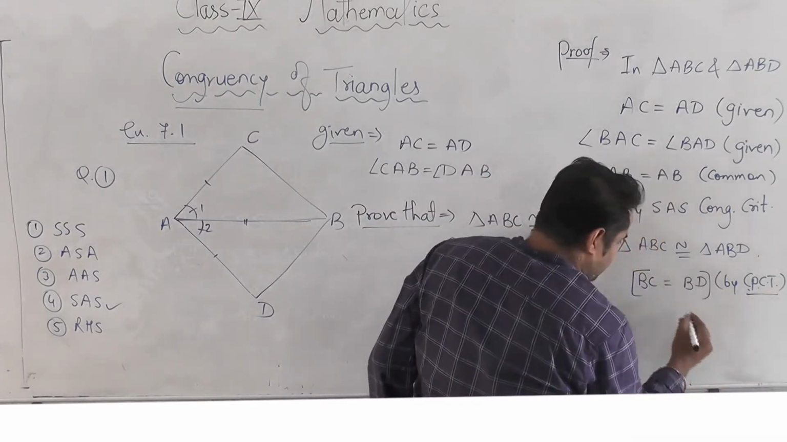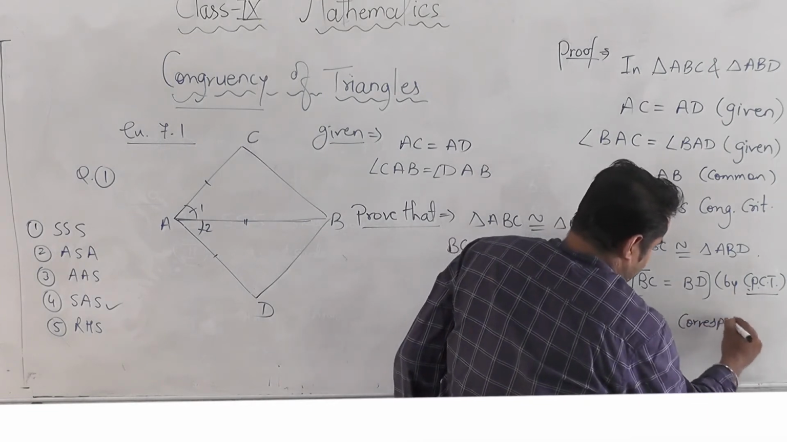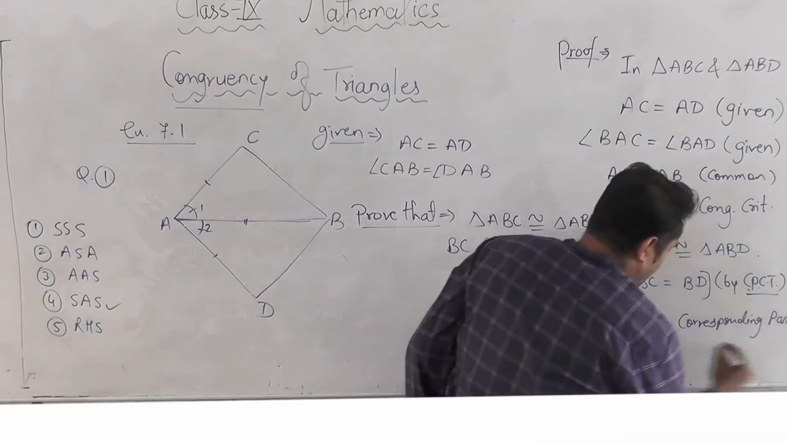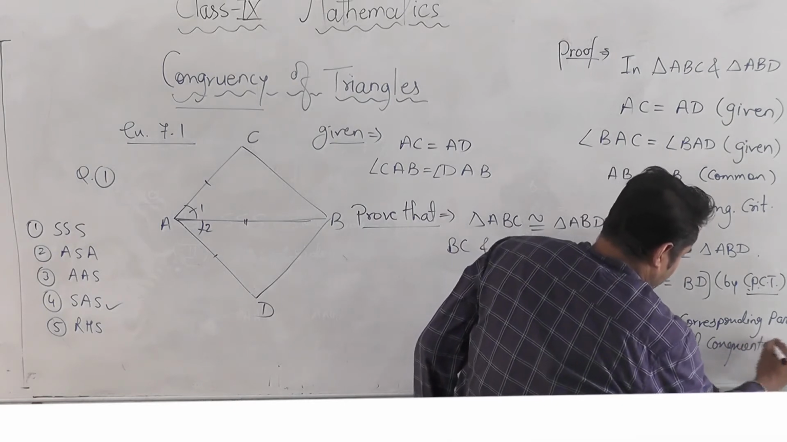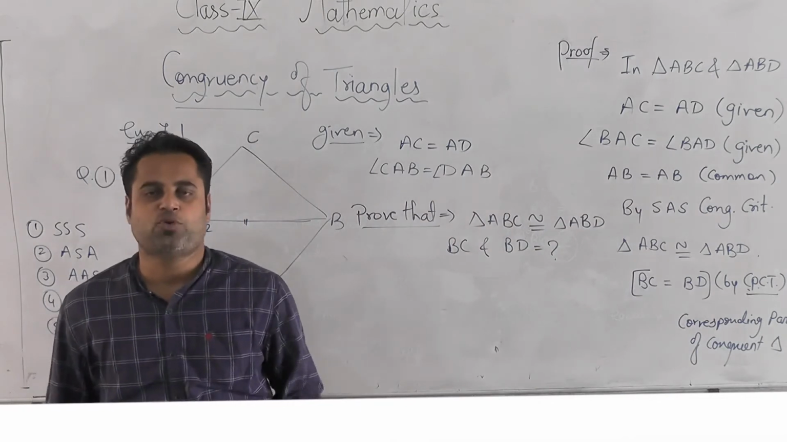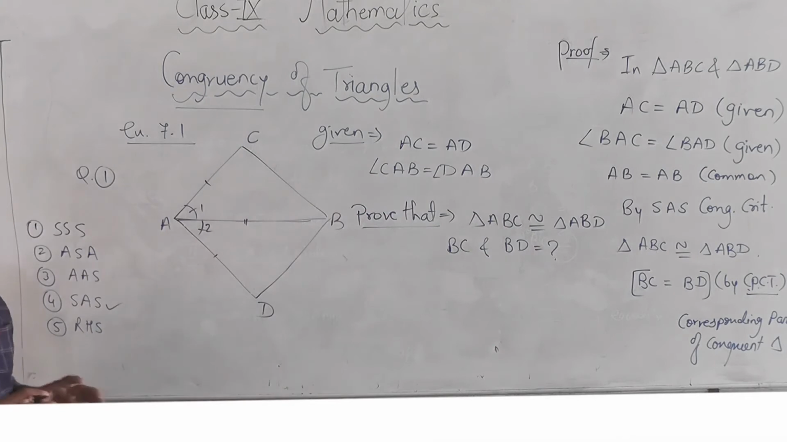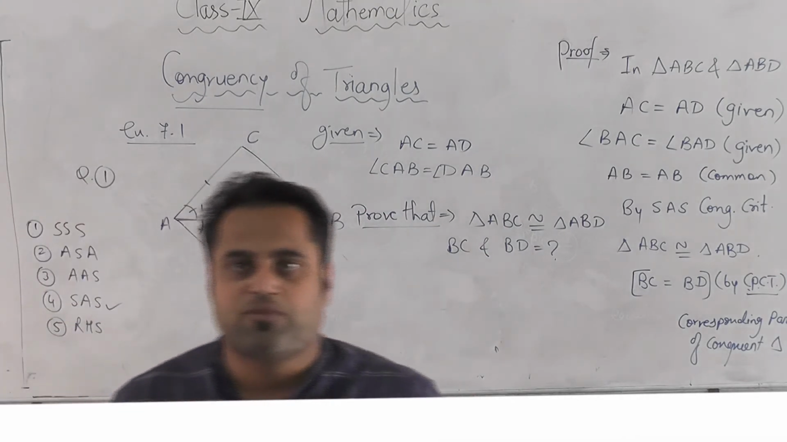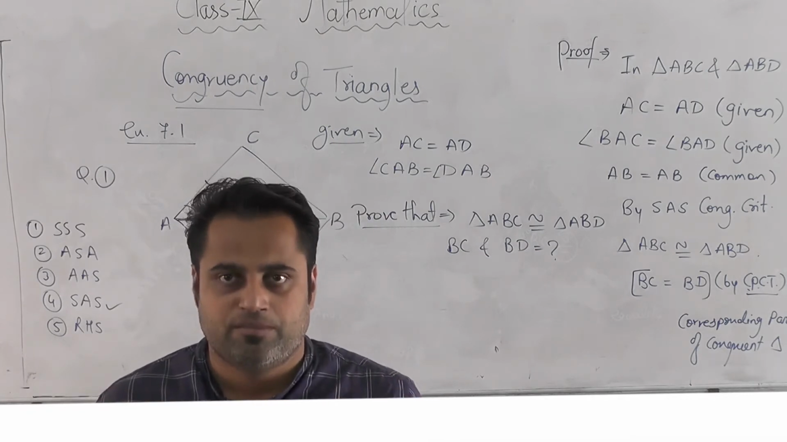The full form of CPCT is corresponding parts of congruent triangles. They are equal. See, this is very easy. Once you imagine the shapes and try to overlap them, you will understand it much better.